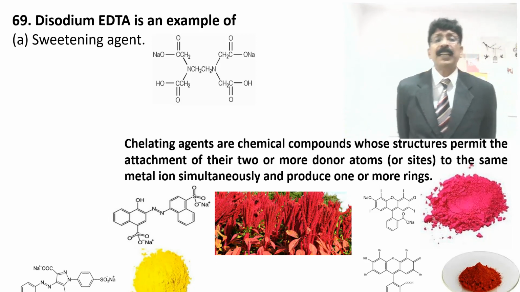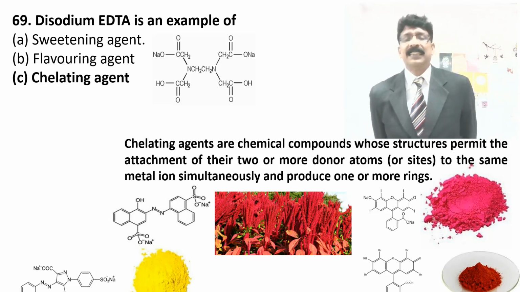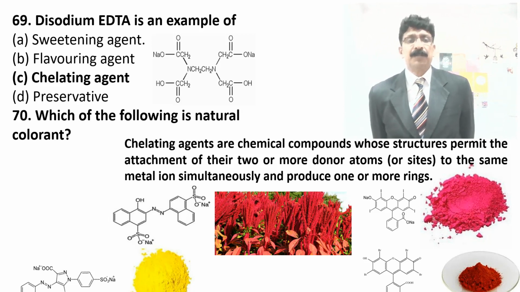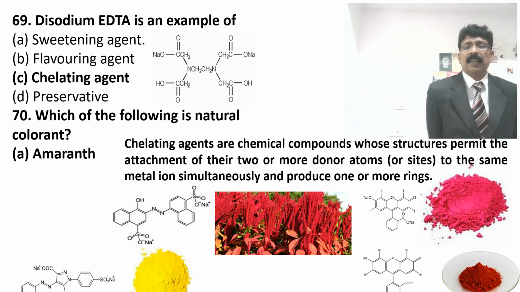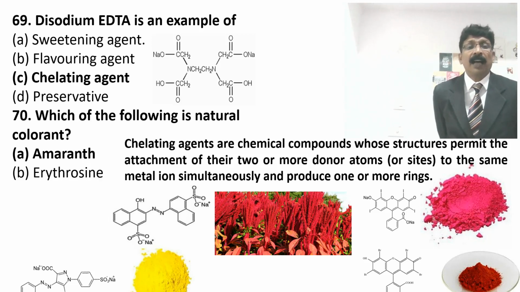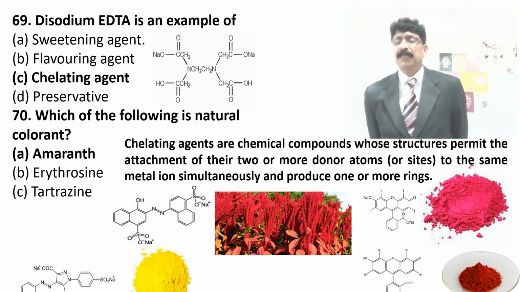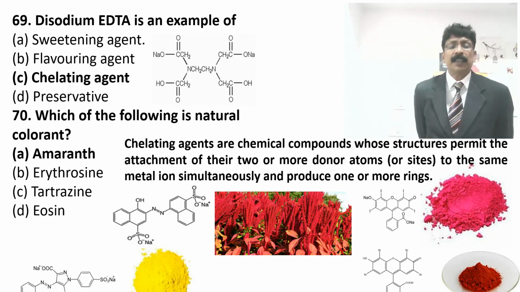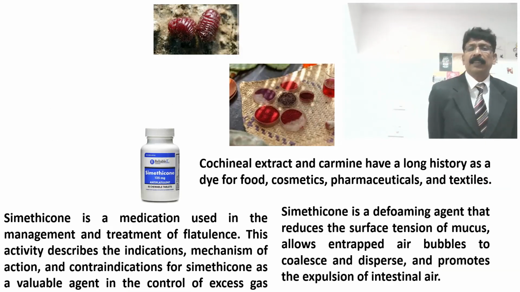Is EDTA a sweetening agent? No. Is it a flavoring agent? No, it's a chelating agent. As I told, it is ethylene diamine tetraacetic acid. It's not a preservative. Which one of the following is a natural colorant? Amaranth is the natural colorant, which I told is a red color. Eosin, yellow color, is not, it's synthetic, and tartrazine, which we can see as a pink color, is not, it's a synthetic product. Eosin, the maroon color, is also a synthetic coloring agent.